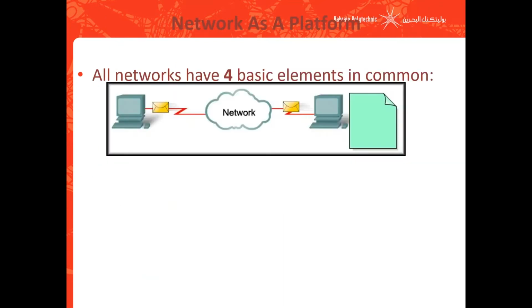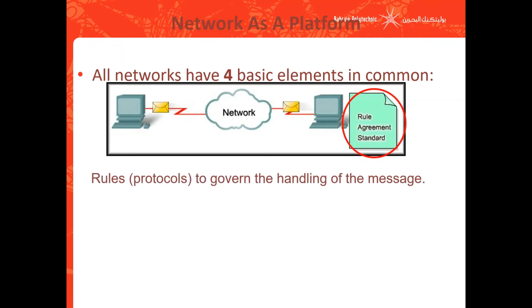So now let's talk about the network itself. What should a network have in order to be able to communicate? For example, let's say I want to send an email to a student from this class. What should I have on my end, and what should the student have on their end for the communication to be possible?